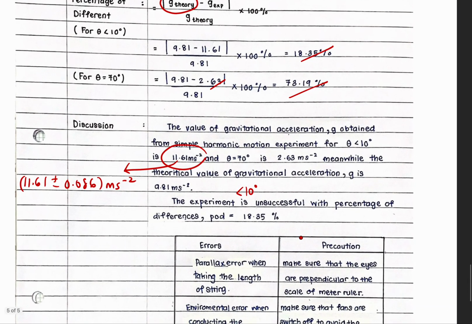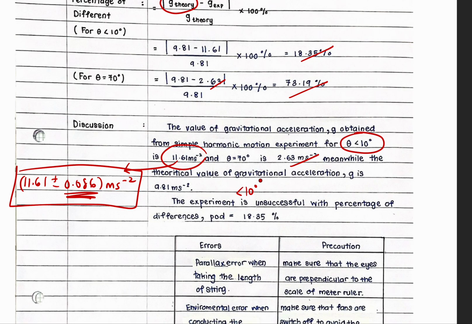Okay, untuk discussion kita state balik nilai yang kita dapat. So the value of the gravitational acceleration obtained for the simple harmonic motion for the angle less than 10 degree is 11.61. Awak kena sebut balik your uncertainty. Plus minus 0.086 ms negative 2. So ni kira complete. This is the complete way untuk kita tulis dia. Okay, and for theta equals to 70 degrees 2.63 sahaja. So yang ni tak ada uncertainty lah sebab kita ambil satu measurement sahaja.